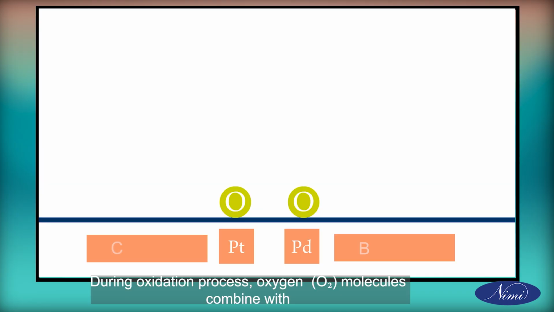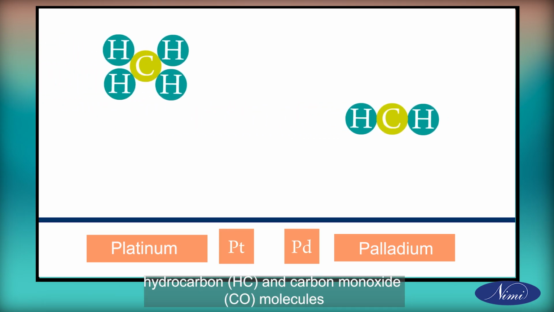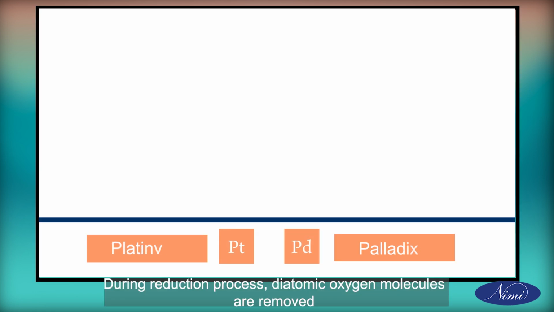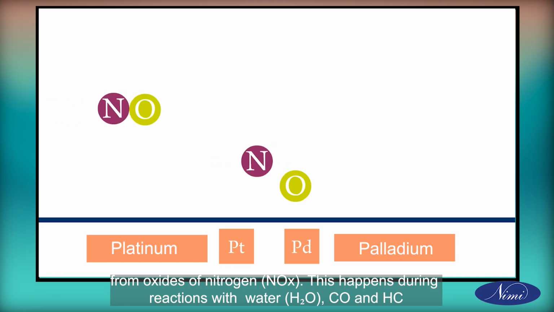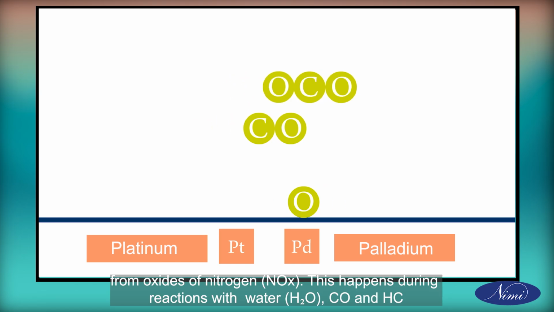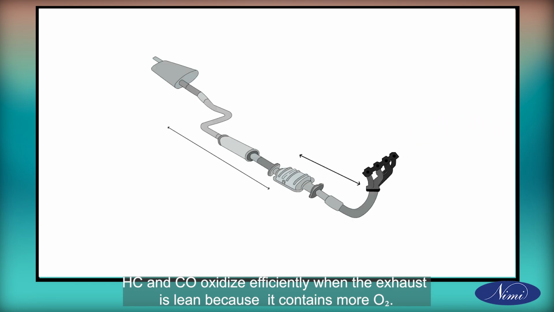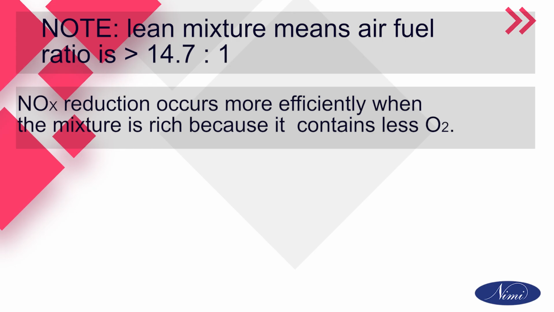Oxidation process. During the oxidation process, oxygen O2 molecules combine with hydrocarbon HC and carbon monoxide CO molecules. Reduction process. During the reduction process, diatomic oxygen molecules are removed from oxides of nitrogen NOx. This happens during reactions with water H2O, CO, and HC. HC and CO oxidize efficiently when the exhaust is lean because it contains more O2. Note: lean mixture means air-fuel ratio is greater than 14.7:1. NOx reduction occurs more efficiently when the mixture is rich because it contains less O2.